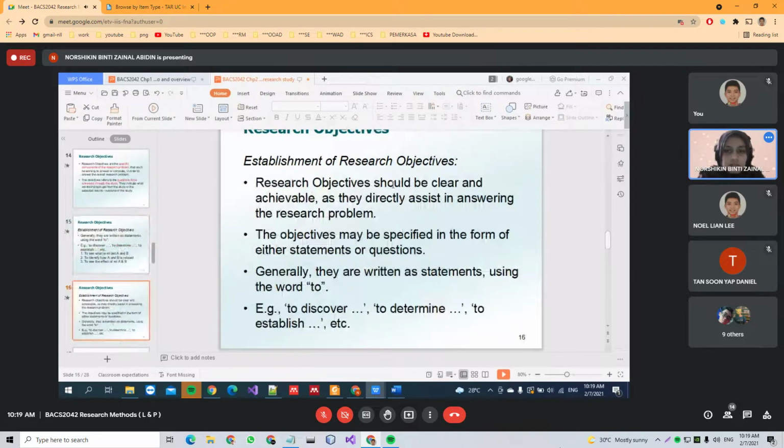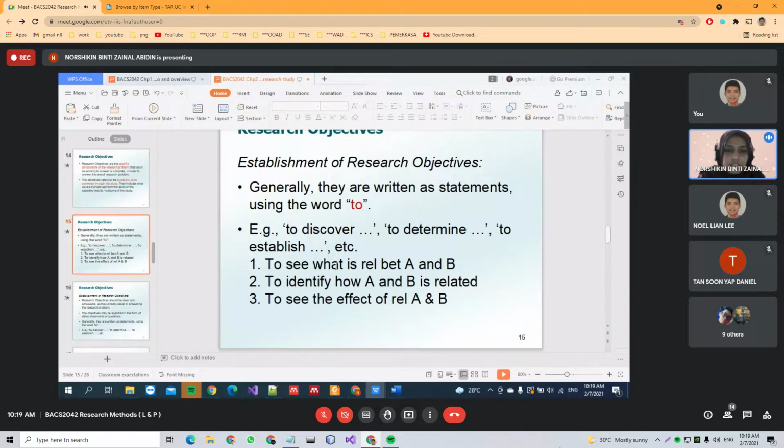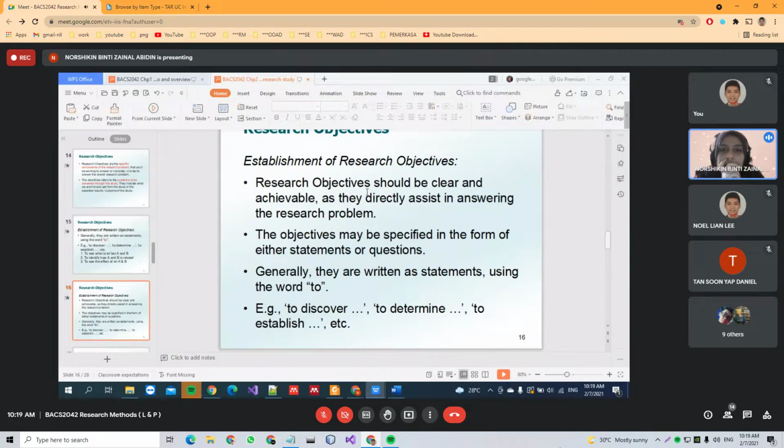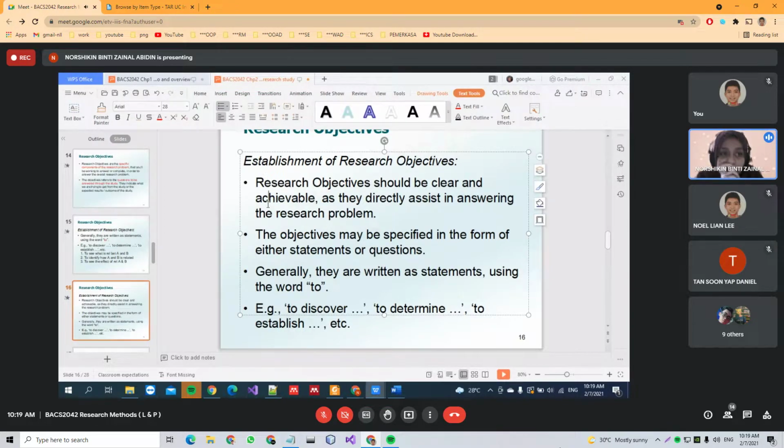Then, how to establish your RO. Again, the research objective should be clear and achievable. That means everything that you state here is achievable, that means you can do it, it's reachable. Clear and achievable, I think you know the meaning. It's logical and you can do it, as it directly assists in answering the research problem.